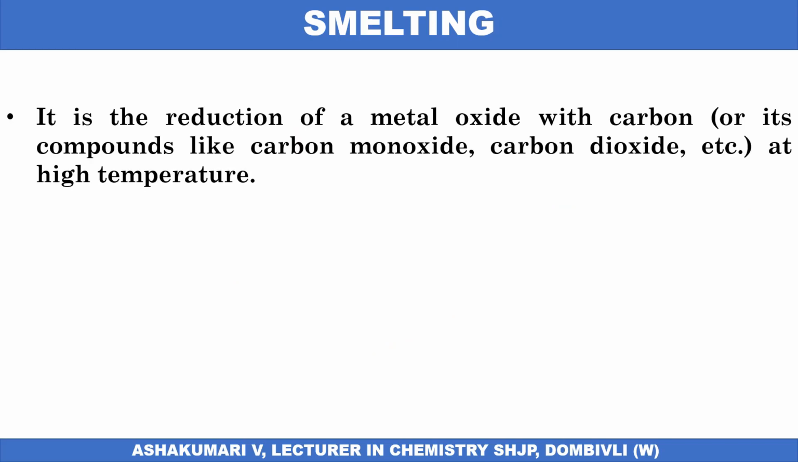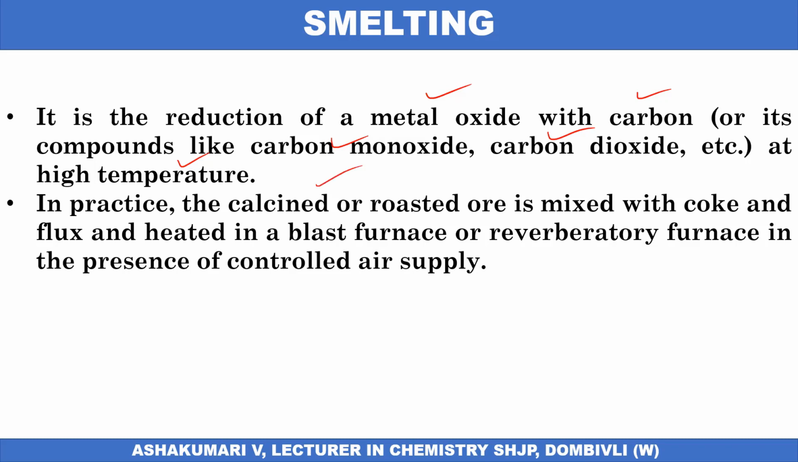Smelting is the reduction of a metal oxide with carbon at high temperature. We can also use compounds of carbon like carbon monoxide, carbon dioxide, etc. In practice, the calcined or roasted ore is mixed with coke and flux. Here, coke acts as a reducing agent and flux removes the impurities in the form of slag. The mixture is then heated in a blast furnace or reverberatory furnace in presence of controlled air supply.